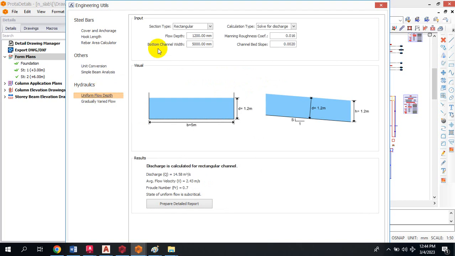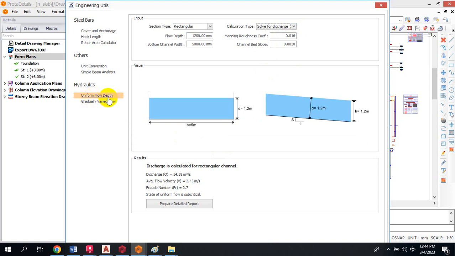And another interesting part of this is that you can use this to solve to know your discharge. You can also know your flow depth. You can also solve for channel width. You can also solve for your channel slope. All of that, we are going to be going deeper into, and I will show you.